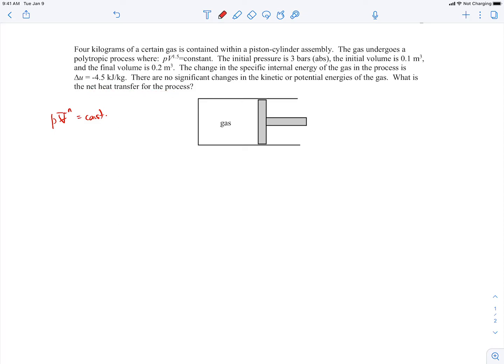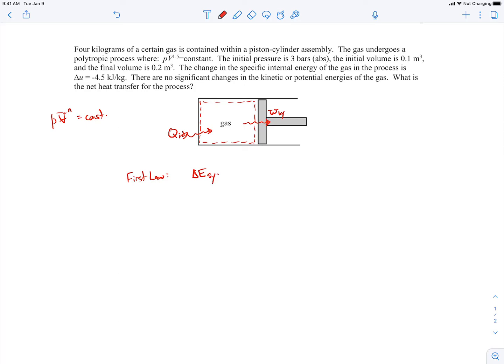So we're going to make the gas our system, and we'll apply the first law to that because what we're trying to do is find the heat transfer for the process. So we're trying to find the heat going into the system. That's what we're trying to find here. And of course there's going to be some work done by the system as the piston expands. So let's go ahead and write out the first law for that system.